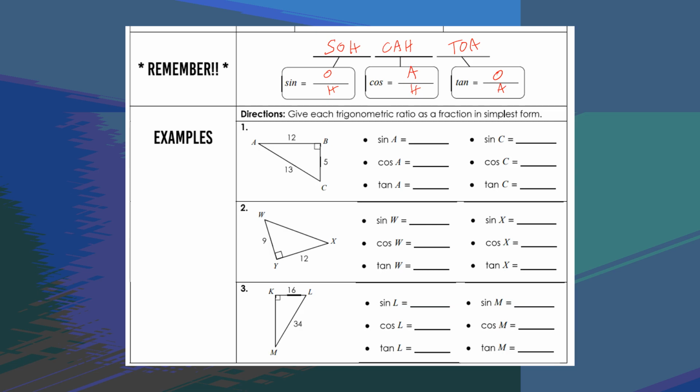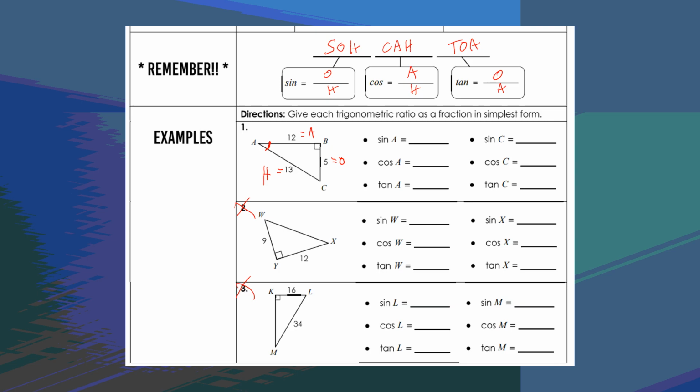So let's go through, and for the sake of time on the video, we'll skip 2 and 3. We'll just look at 1. Okay, so it wants the sine of A, cosine of A, tangent of A. A is right here. 13 is my hypotenuse. It's right across from 90 degrees. It's my biggest side. And relative to A, 5 is my opposite, 12 is my adjacent.